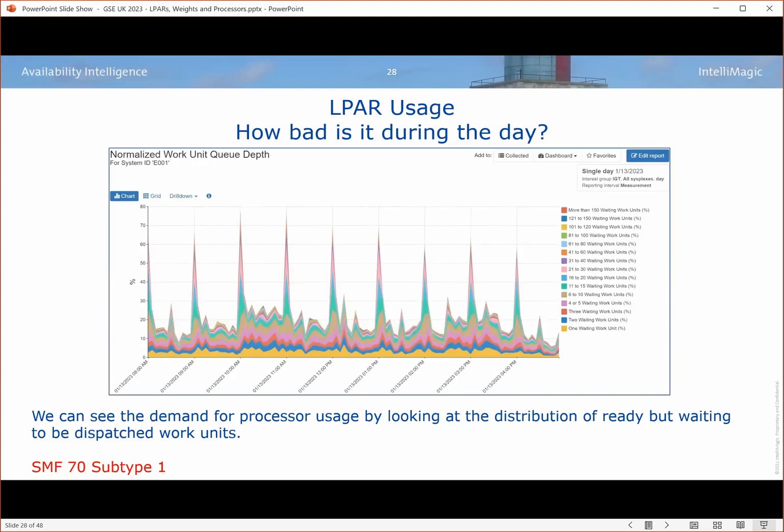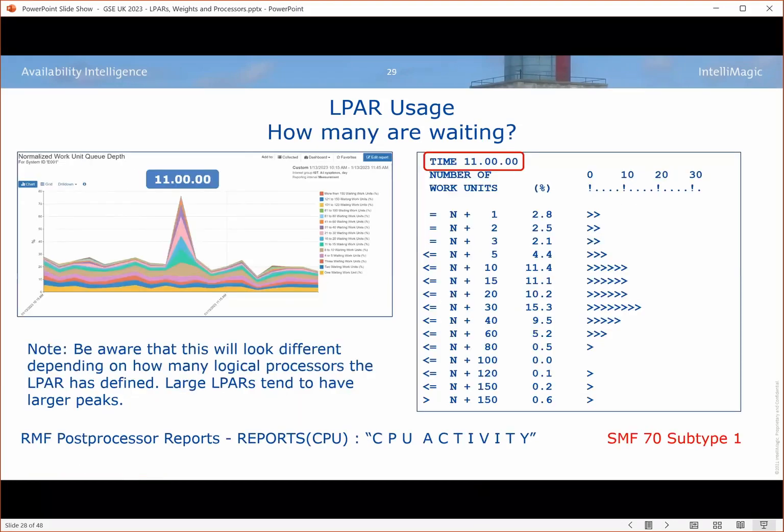When we have peaks during our processing, how bad is it? We have good data available also in the 70 subtype 1, which shows us the work queue depth, which means how many work units are ready to be dispatched but not yet, i.e. what's waiting but ready. They're put into separate buckets, so we can see it visually here. When we have a peak, we can see how bad the peak is. And we can look at that together with the RMF report. Let's look at one interval, 11 o'clock. That was one of the peaks.